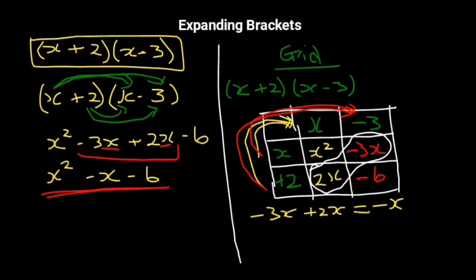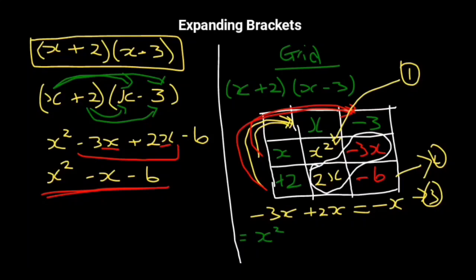Now, going back to our grid, we have x squared. So this x squared would be our first part of our answer. And then our negative 6 would be the second part. Now, we have all of the things that we need for our answer, so we'll just rewrite that. We have x squared minus 6 minus x, which is the same as what we have on our left.